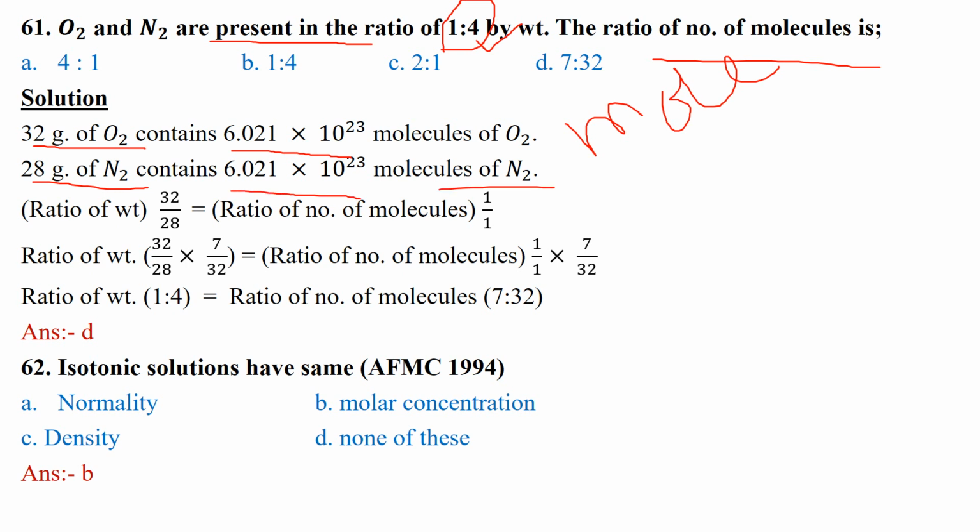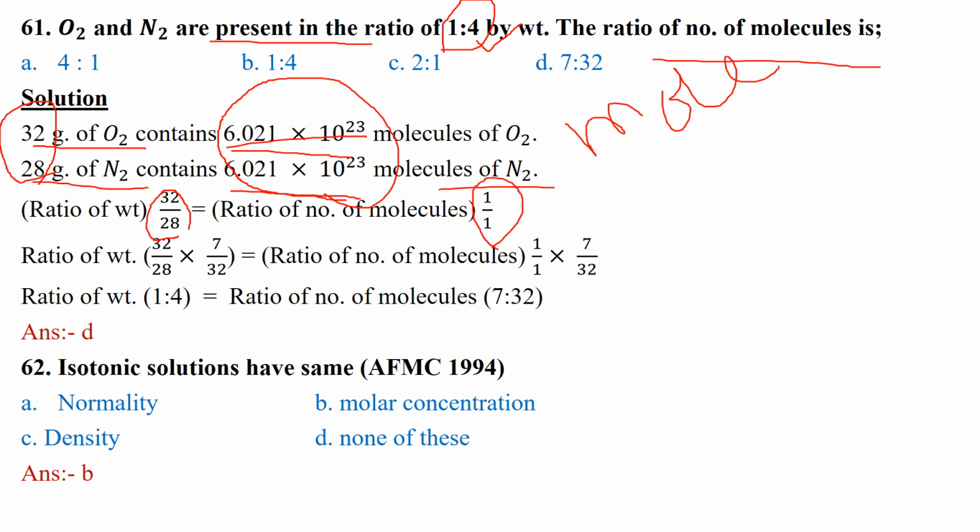Then we have to calculate the ratio of the number of molecules by using the 1:4 weight ratio. The ratio of the weight is equal to 32/28, and the ratio of the number of molecules will be 6.021 into 10 to the 23 divided by 6.021 into 10 to the 23. Then the ratio of weight is 32/28. Then the ratio of number of molecules will be 1:1.